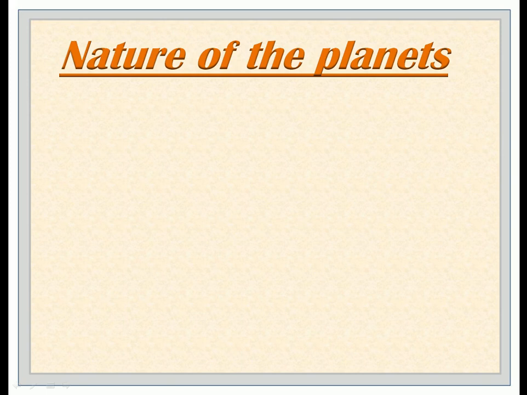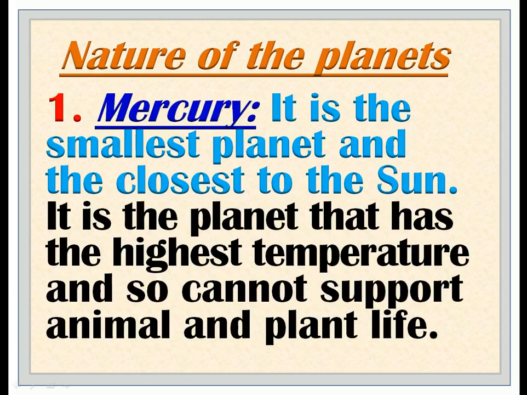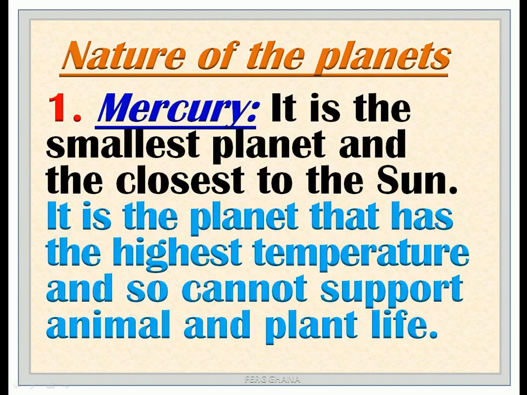Nature of the planets. 1. Mercury. It is the smallest planet and the closest to the Sun. It is the planet that has the highest temperature, and so cannot support animal and plant life.